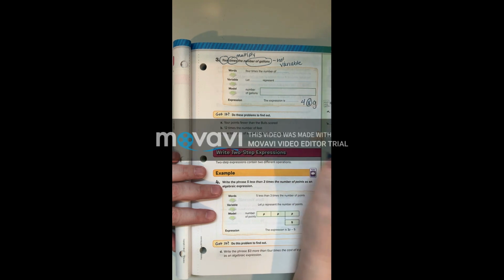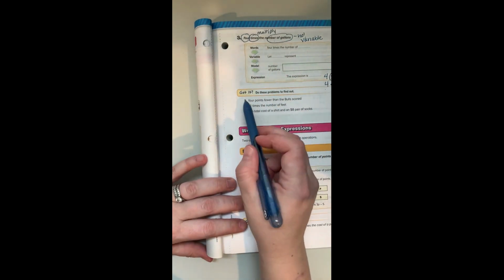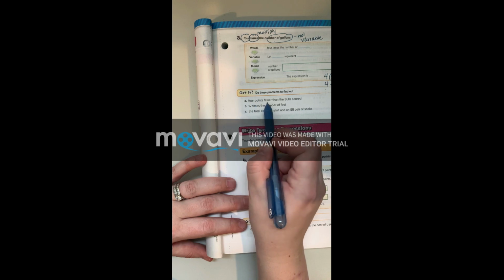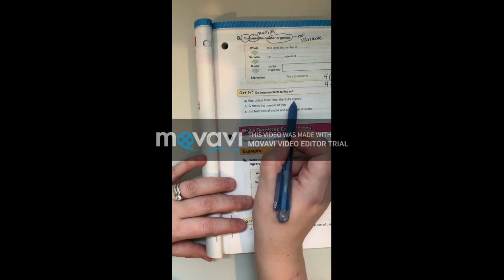Now, I'm not going to go hard on you for this lesson, but I want you to know that we don't use x for multiplying, and we've talked about this before. We say 4·g, because the x looks like a variable when we're doing algebra. We talked about that before in January and February, how we stop using x to multiply and start using a dot. So 4 times g would be our answer. So let's go through these examples. 4 points fewer than the Bulls scored.